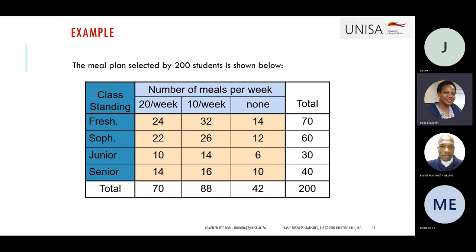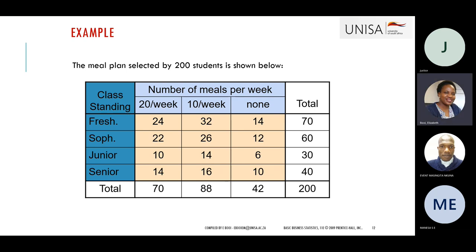The meal plan selected by 200 students is shown below. And this is almost exactly the same table that we used previously when I was doing the explanation. The class standing of the students is as follows, and the number of meals per week are as follows. So 24 freshmen say they prefer 20 meals per week. Sophomores, 22 of them prefer 20 meals per week, and 26 of them prefer 10 meals per week, and 12 of them prefer no meals per week.